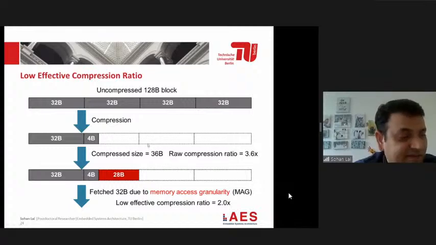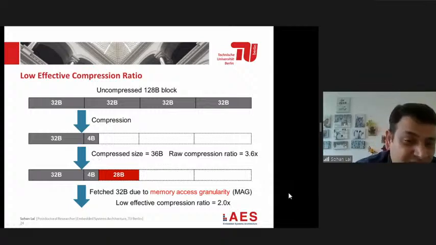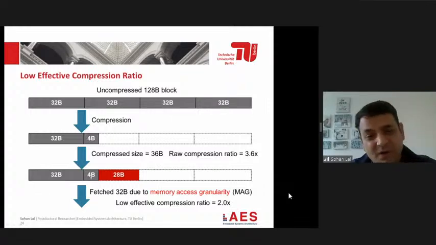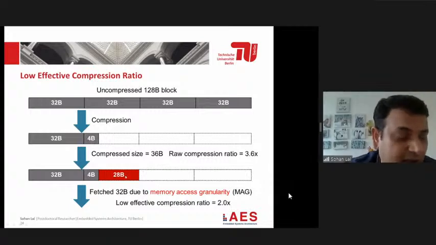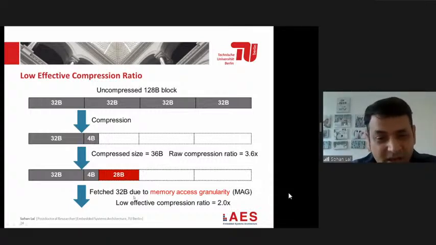But what happens in reality? From your off-chip memory, your GDDR or DRAM, it's not possible to fetch 36 byte. There is no way to fetch these 4 byte, because from the DRAM you can always fetch in multiples of burst size, and the burst size, also known as memory access granularity, is typically 32 byte for the GDDR or DRAM. That means you don't actually fetch 36 byte, you actually fetch 64 byte. There is no way to fetch lower.